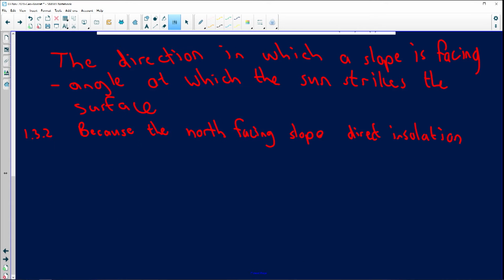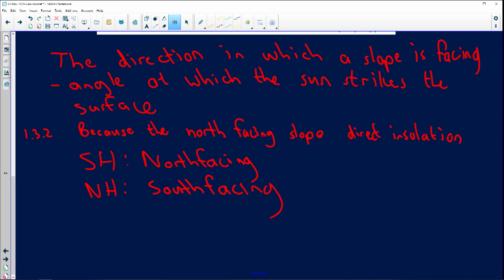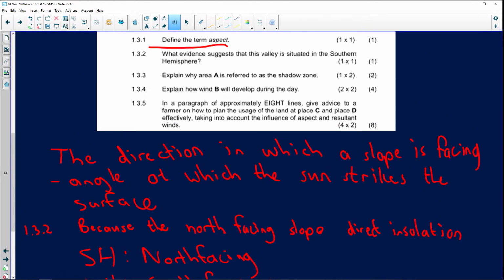Now I'm just going to write it there. Southern hemisphere, north-facing slopes. In the northern hemisphere, they can always ask you about a diagram or a figure that's situated in the northern hemisphere. Then you need to know that it's the south-facing slopes that experience more insolation in the northern hemisphere.